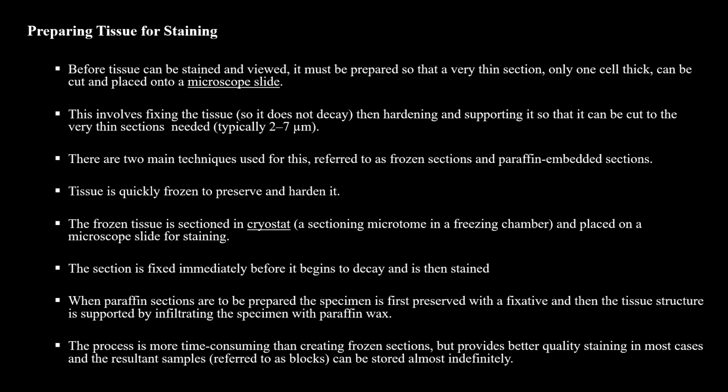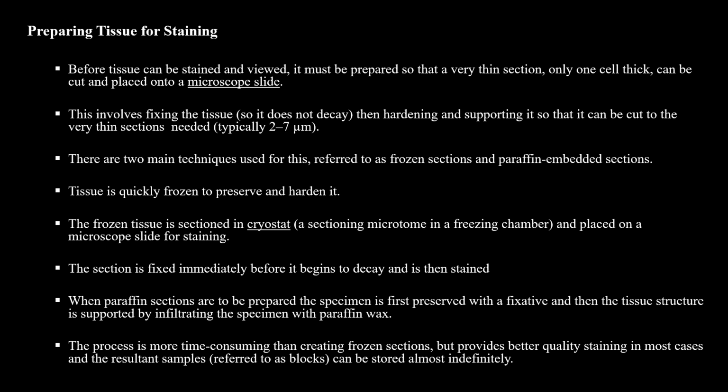Prepare tissue for staining. For the staining we prepare a thin section, only one cell thick, which can be cut and placed onto the microscope slide. Two to seven micron thick, hand supported so that the cut becomes neat. Techniques used are referred to as frozen section, paraffin embedded section, quickly frozen preservation, hardened by heat, section by microtomy or freezing microtome, placed on the microscope slide for staining. The sections are cut immediately before they begin decaying, and then stained.